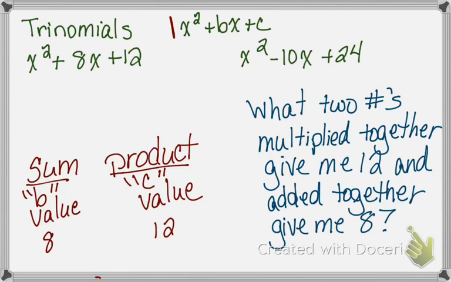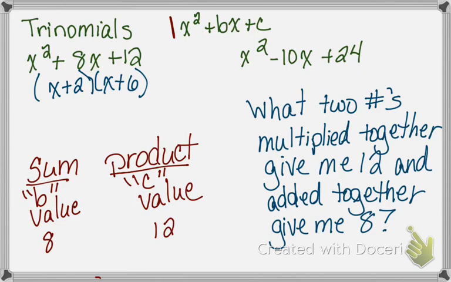6 and 2. Okay, so then when we factor this trinomial, it's x plus 2 times x plus 6. Okay? That's how you factor these. And there's definitely an element of trial and error.